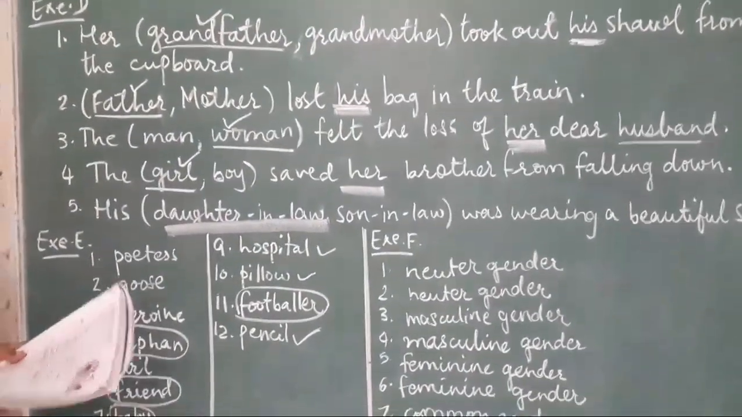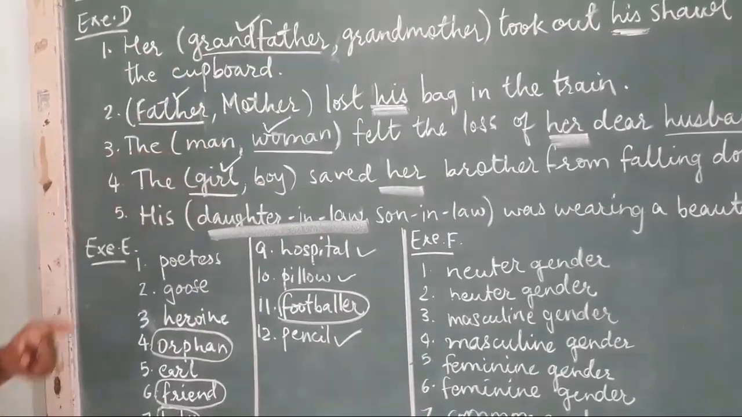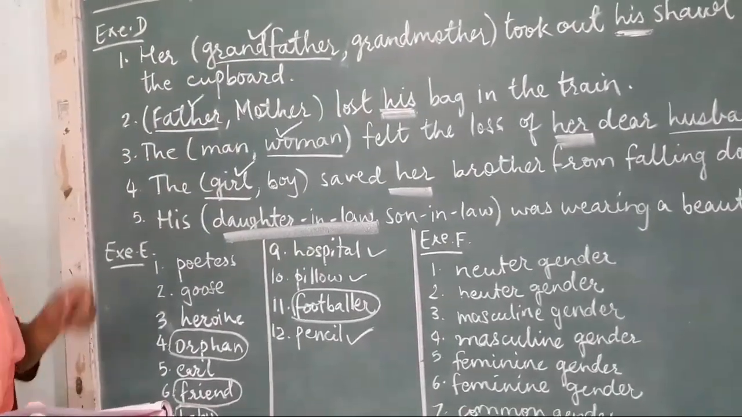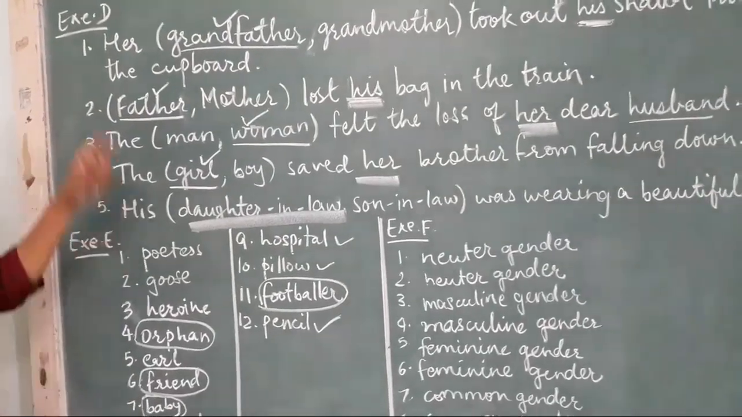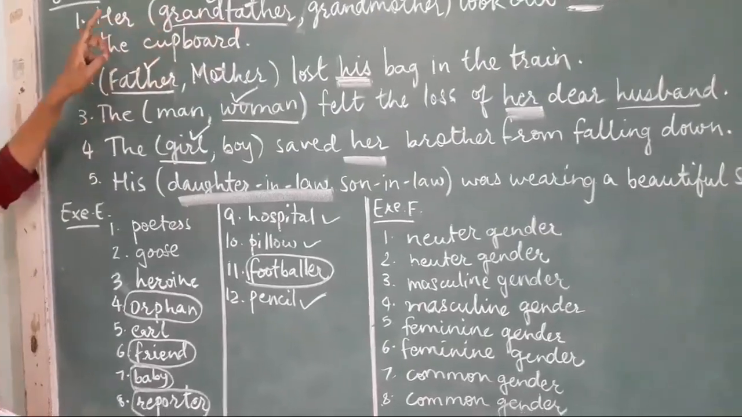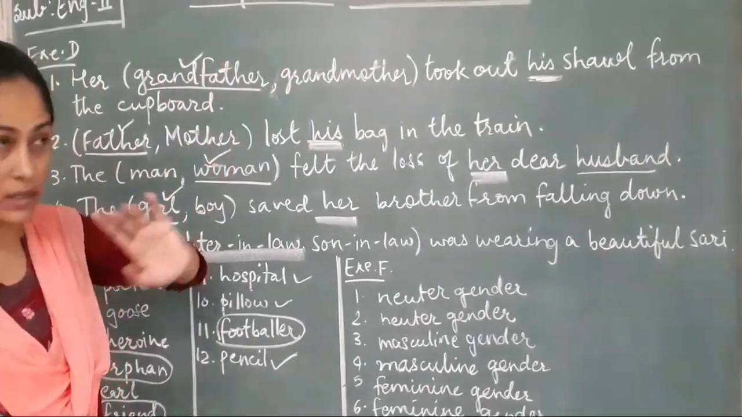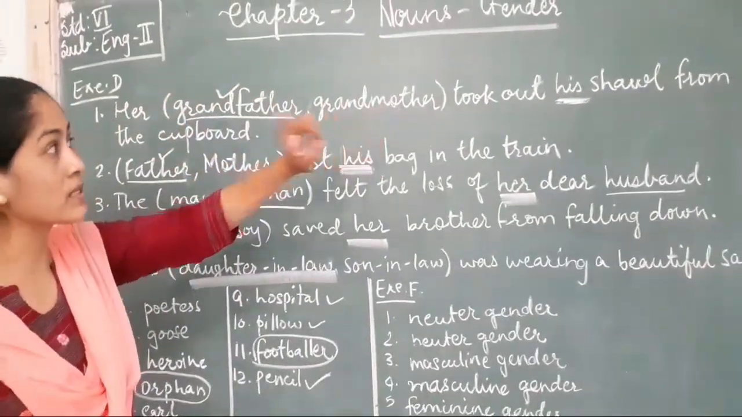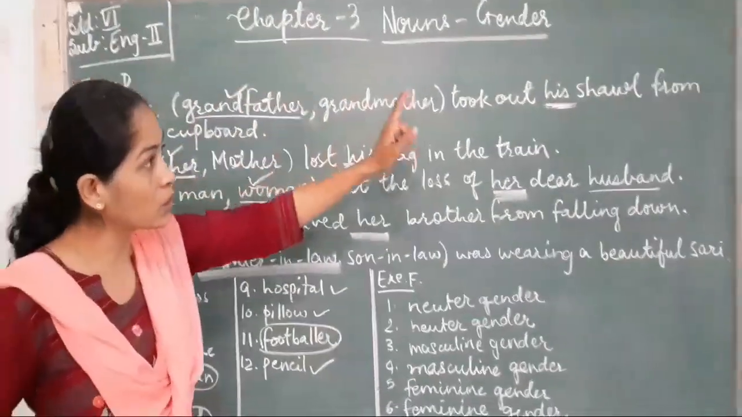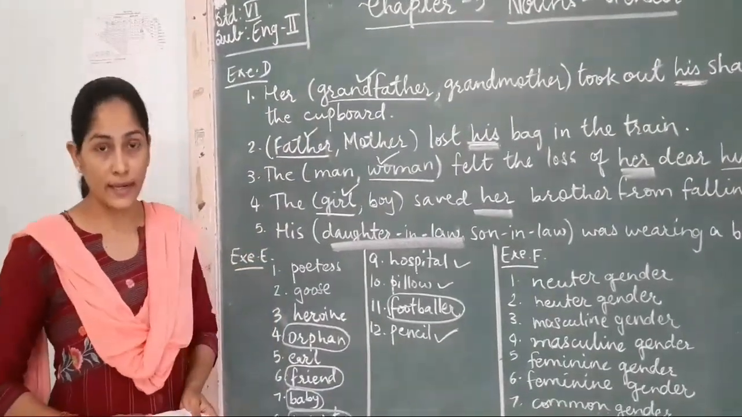Now here in the exercise what I have done, I have picked the correct answer. But in the notebook, what do you have to do? You have to copy the sentence from the textbook and write the whole sentence with the correct answer. So answer would be her grandfather. You don't have to write grandmother in the answer. Directly write the rest part of the sentence. Her grandfather took his shawl from the cupboard. Like this you have to do all the 5 sentences.